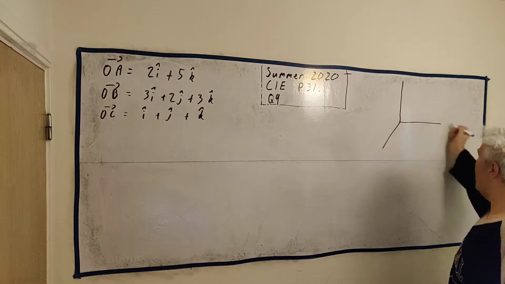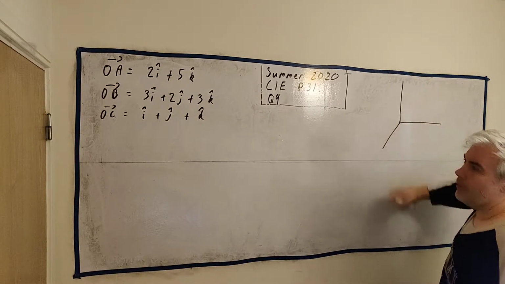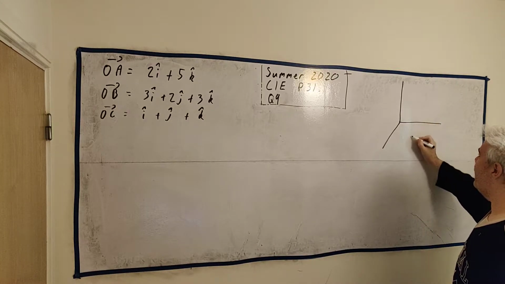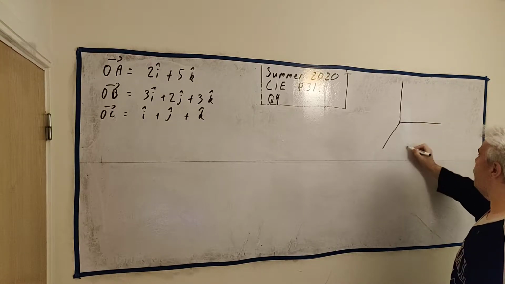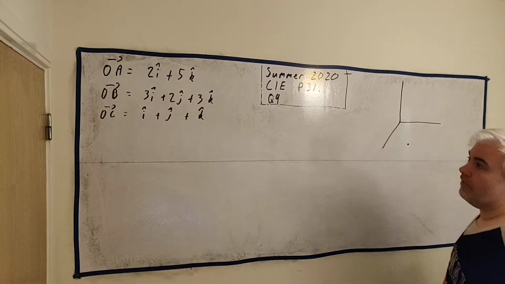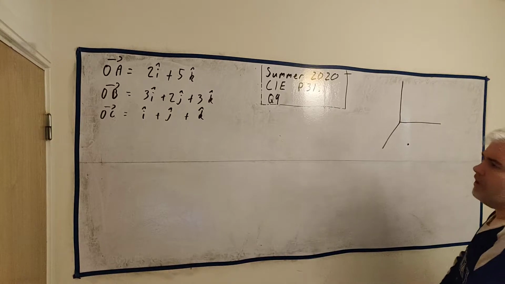So we'll go i being out this way. I won't bother writing them in. So 2i, and then k will come out this way. So we'll put one of our vectors here on the ground. This one's on the ground, as it were, in this picture.